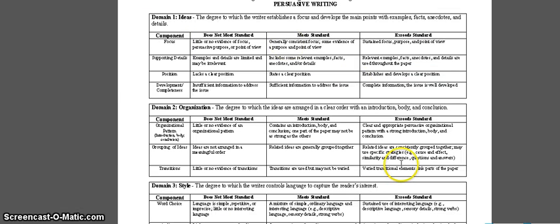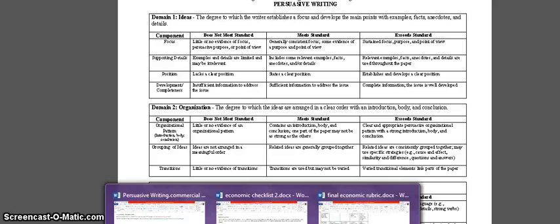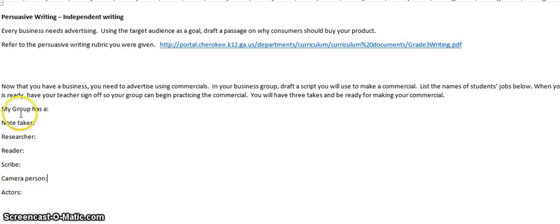Writing, persuasive writing. This is the rubric that we use, the state rubric, to assess their persuasive writing, in addition to the checklist that I have for when they had to make their commercials. Everyone had a job to do, and they had to follow their roles and write a script together.